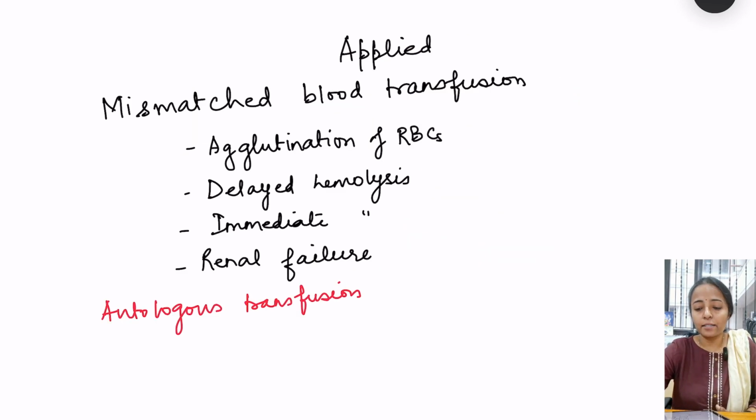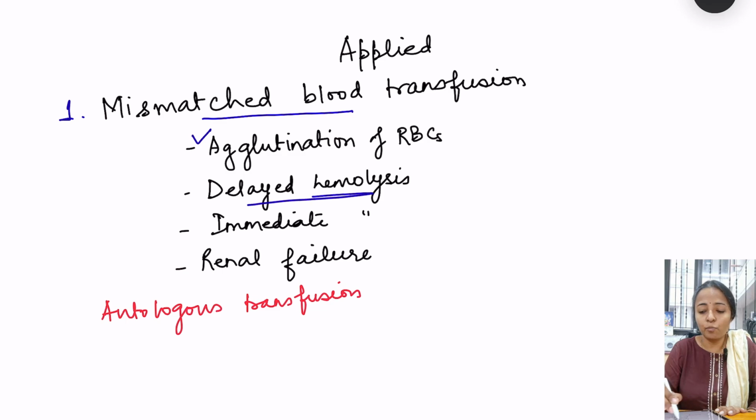Coming to applied aspects. First, a very important one is mismatched blood transfusion. Whenever blood transfusion is needed, we have to make sure that it is the matched blood group. Only then is the blood transfusion done. Otherwise, there will be agglutination of the donor RBCs, and this ultimately will lead to delayed hemolysis. That means all the RBCs will clump.